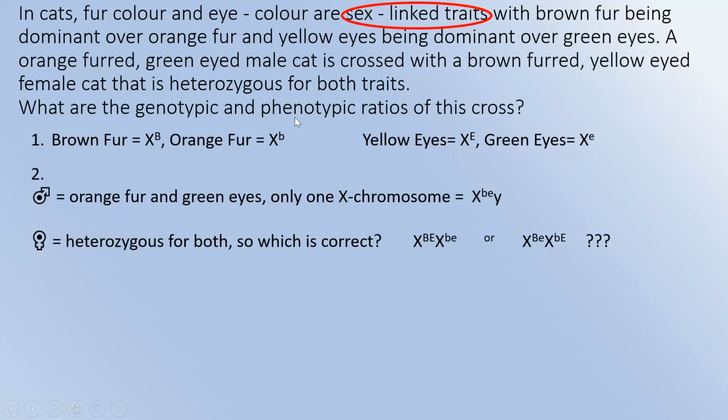Okay, so here is the big twist on this type of problem. The man is easy because there's only one X chromosome, so whatever traits they have are all going to be on that one X chromosome, and then they're going to have the Y to be male. We're putting the trait for both fur and eye color on the same chromosome because everyone only has one set of X chromosomes, and if they're both X-linked traits, that means they're going to be on the same chromosome.